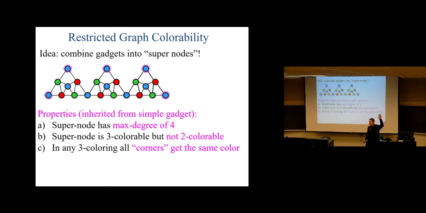How many understand that or believe that? Okay, why is that? No matter how many copies we put together, end to end, if you 3-color the entire ensemble of copies, all the corners must all have the same color. How is that inherited from the single gadget instance? Not a trick question. Straightforward.